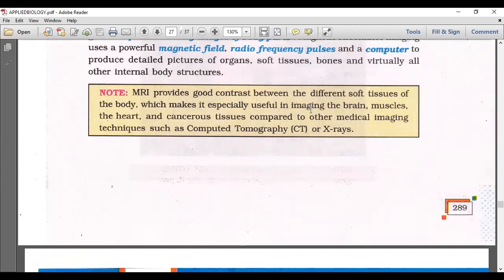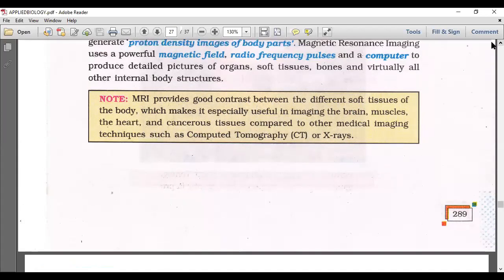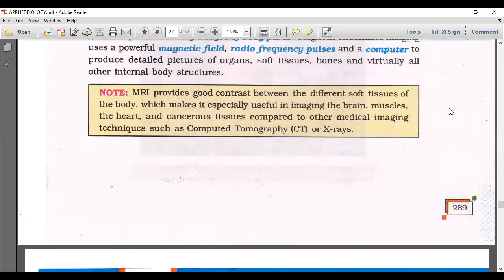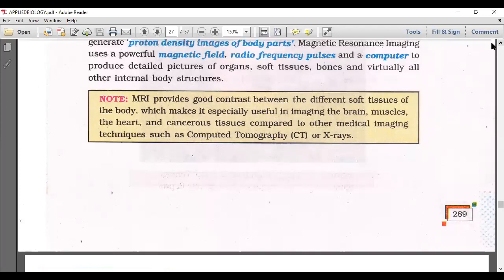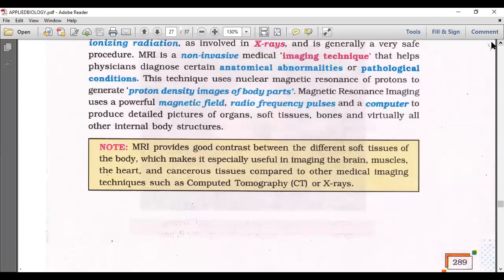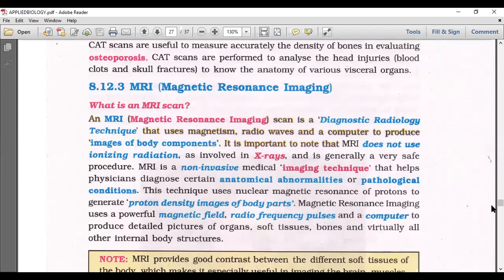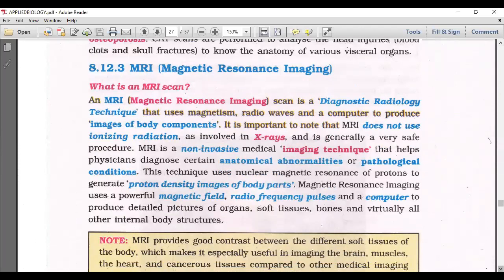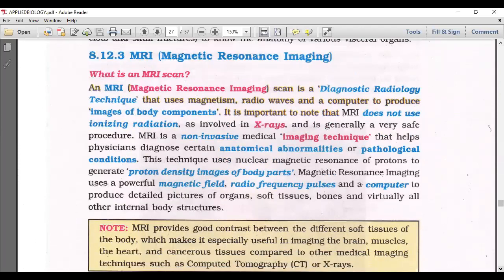It is very good to identify brain tumors, muscles, the heart, and cancerous tissues compared to other medical imaging techniques like CT scan and X-rays. MRI is the best source of what you can see. It depends on that particular mechanism of protons of hydrogen atoms of the water. That is very important to be remembered.